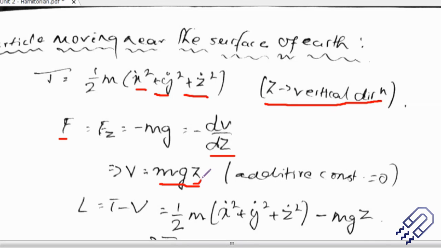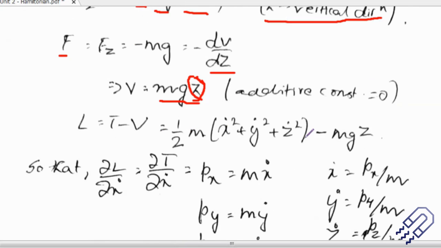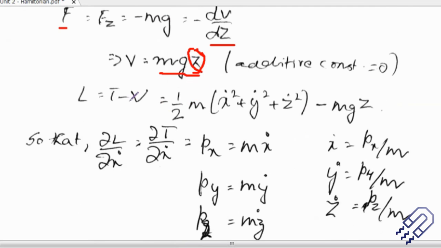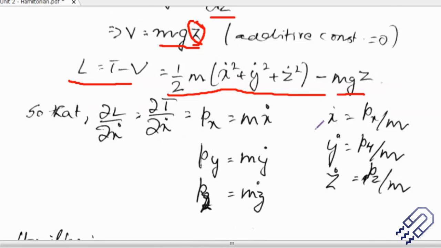But in this particular problem, z is important. Please don't write h, so that there is no confusion, because we are considering the x, y, and z axes. So L is equal to T minus V, and we can write down the Lagrangian. Once this is designed, it is the same as whatever we did yesterday.